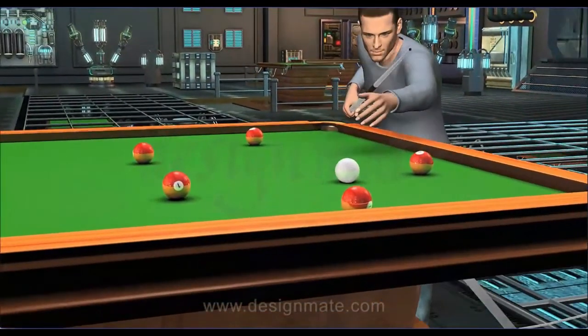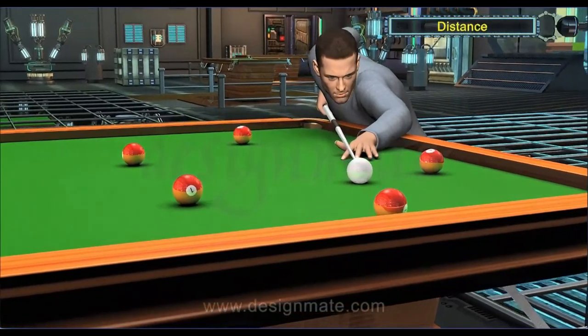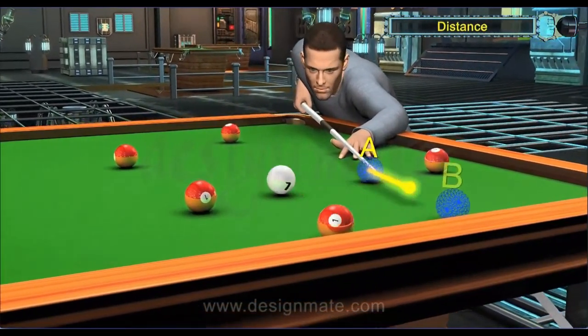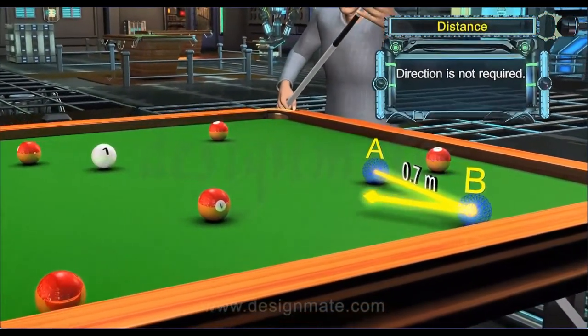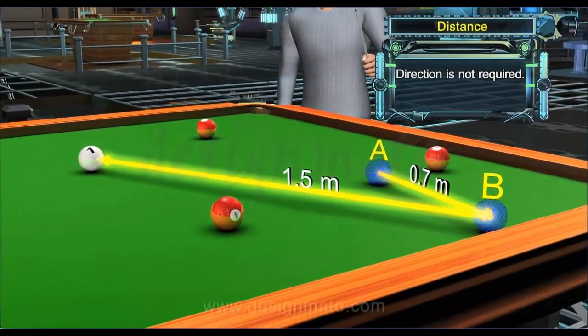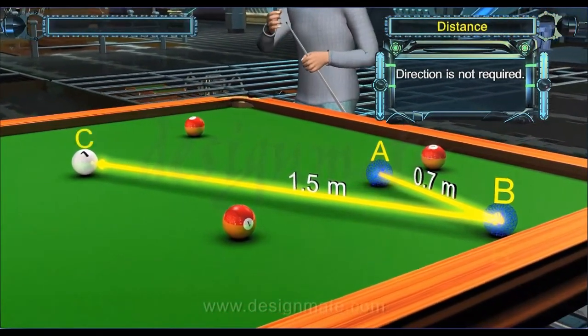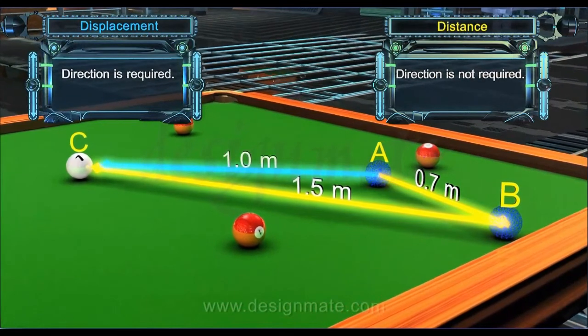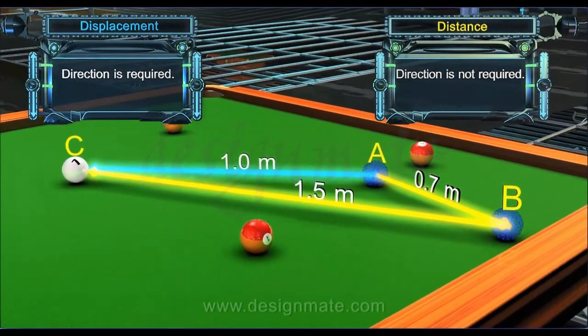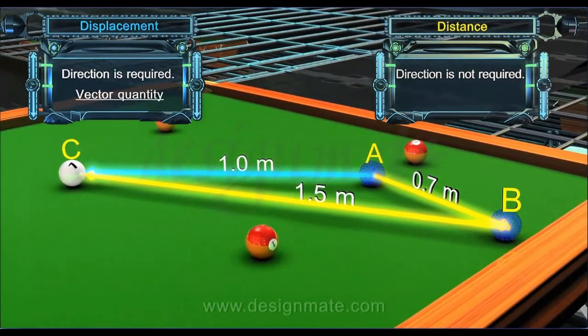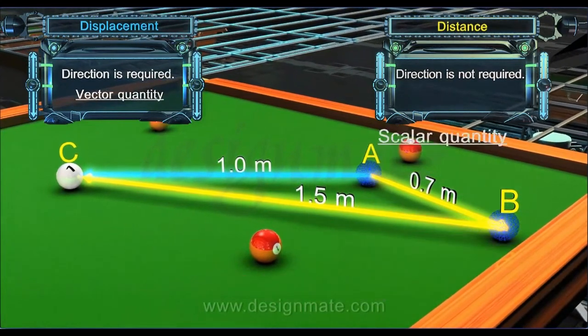Thus, in the case of distance, we need to specify only the numerical value. There is no direction associated with the distance, while in the case of displacement, the direction must be specified. Hence, displacement is a vector quantity, whereas distance is a scalar quantity.